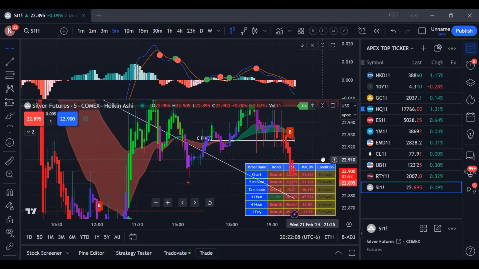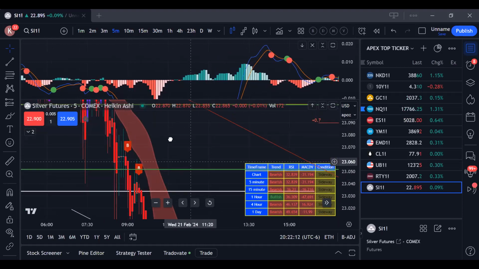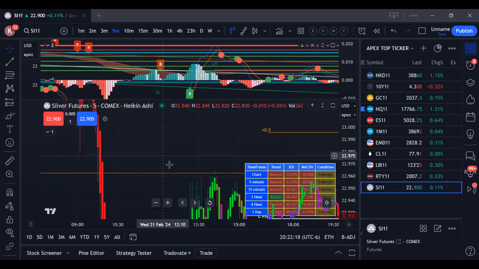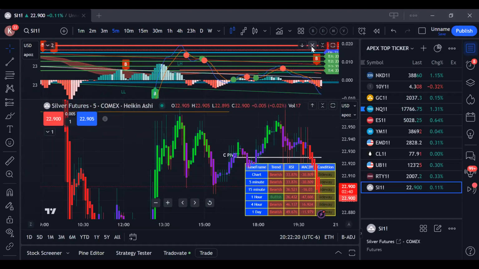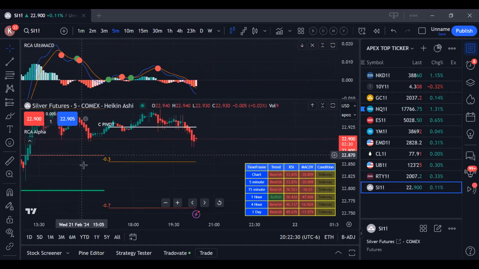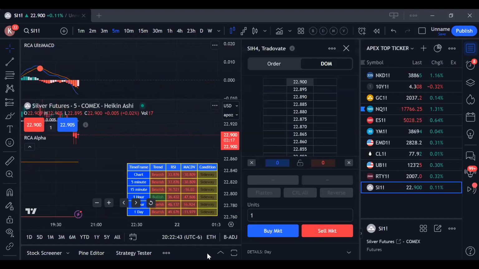What is the overall trend? If you see overall, it is a bearish trend, right? A huge red cloud. There is a huge red cloud and it is dropping. So I can go trade.